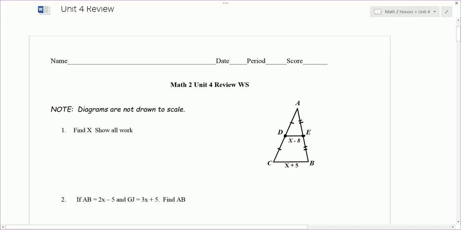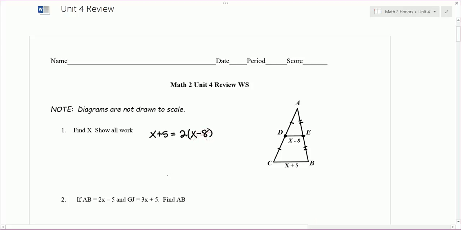And what we've learned is that when you have a segment connecting midpoints, we call it the midsegment, and the length of the midsegment is half the length of the base. Or we can put it as the base length is 2 times the length of the segment. And so that's what I'm going to write. The base length, x plus 5, is equal to 2 times the shorter length, which is x minus 8.